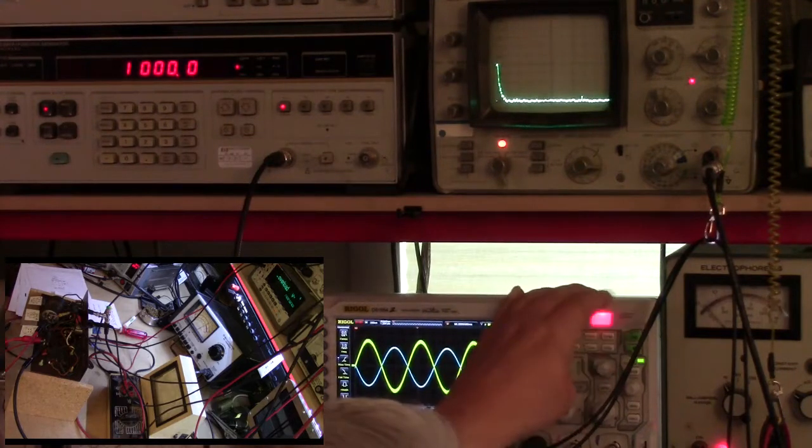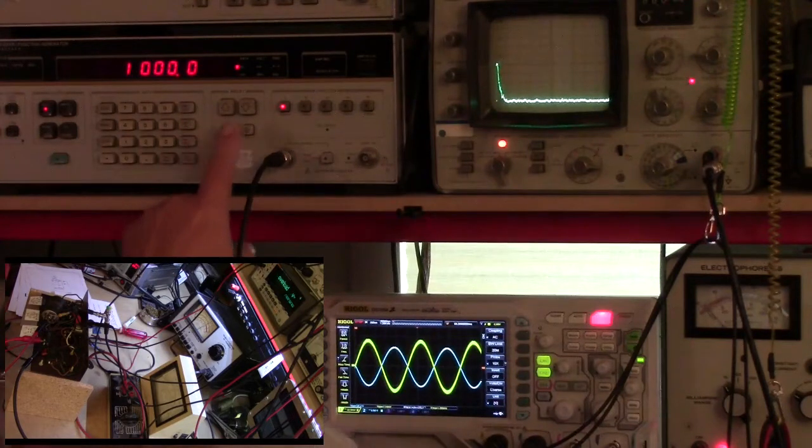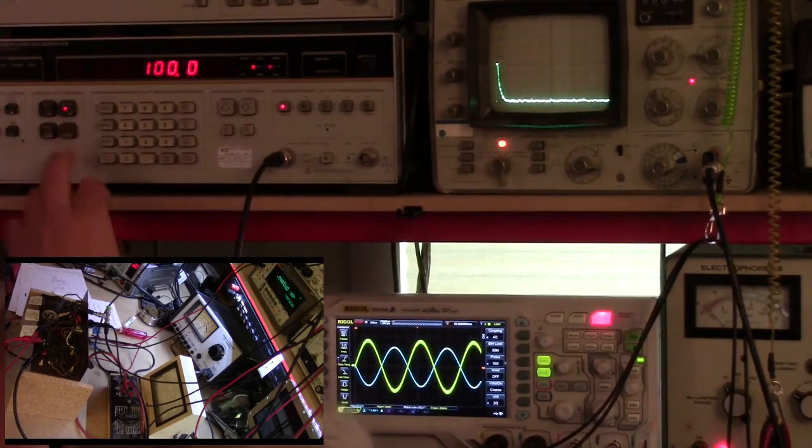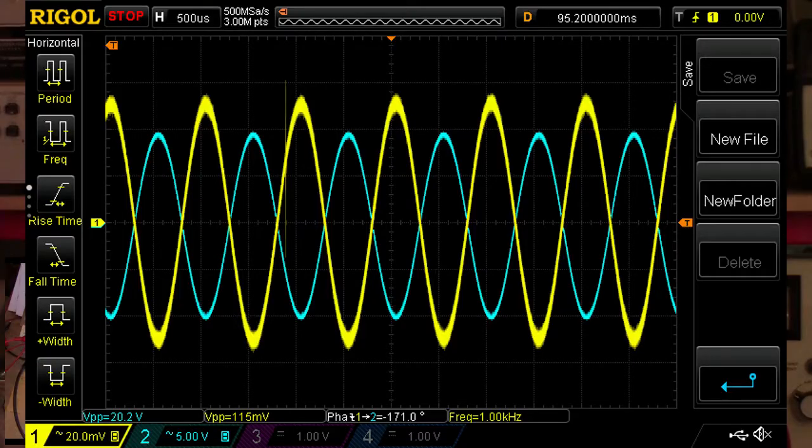So what I'm going to show you is I have the frequency at 1 kilohertz, and the amplitude is 100 millivolts peak to peak. And this scope has a couple of nice features where it does some measurements for me. So the peak to peak voltage here is 20.2, and that's on the output. The input is 114 millivolts.